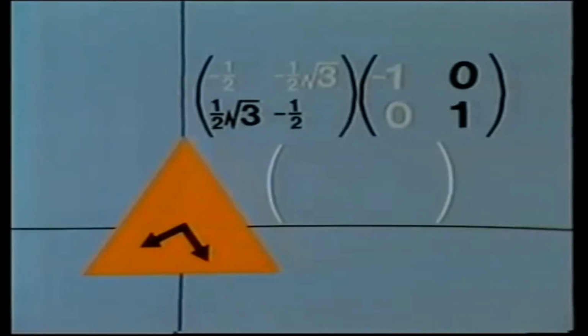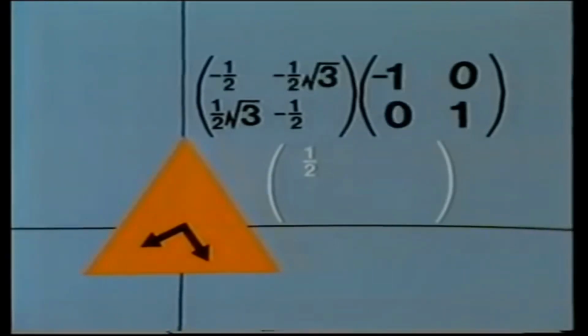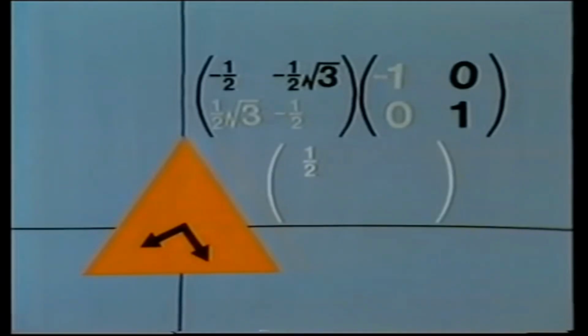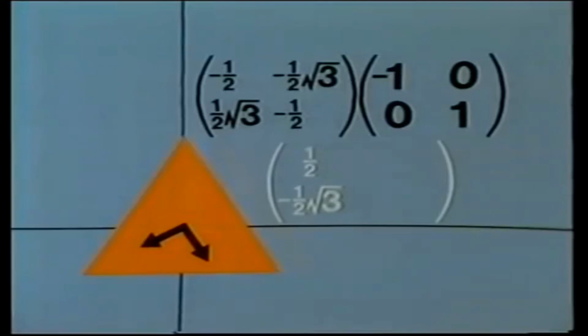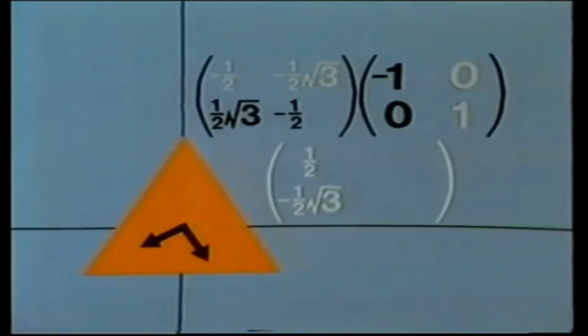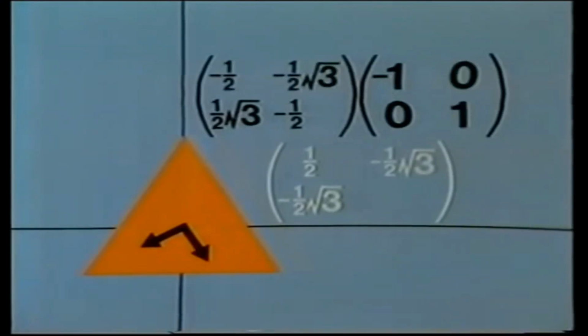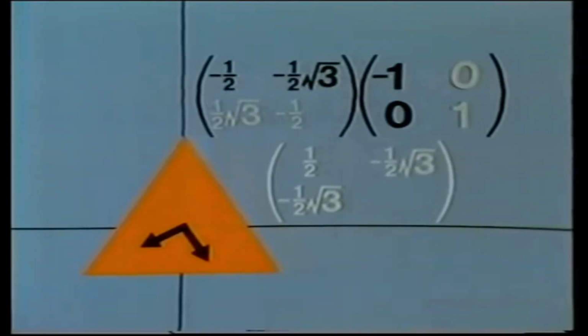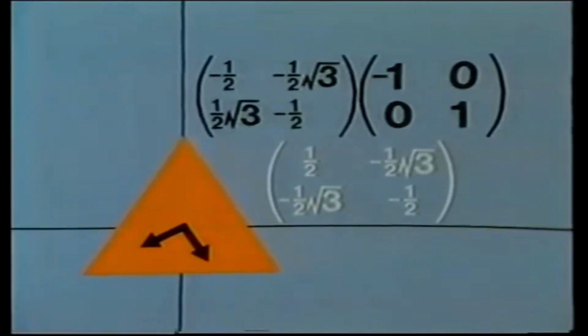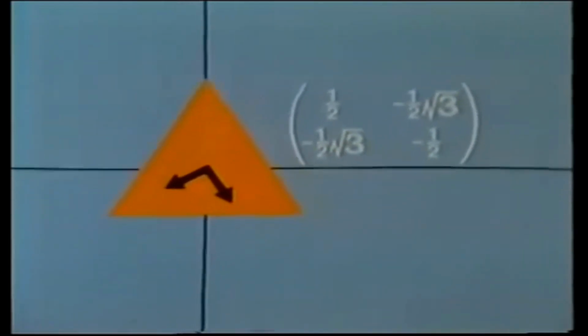Top left-hand element, bottom left-hand element. That gives us the left-hand column of the product matrix. Now the top right-hand element. Bottom right-hand element. And that's the rest of the product matrix.